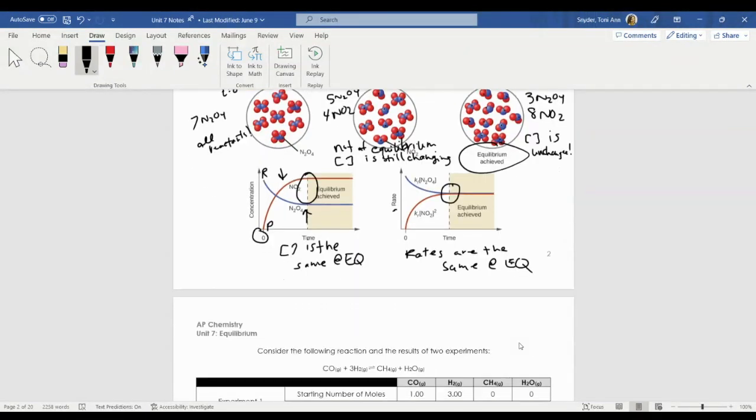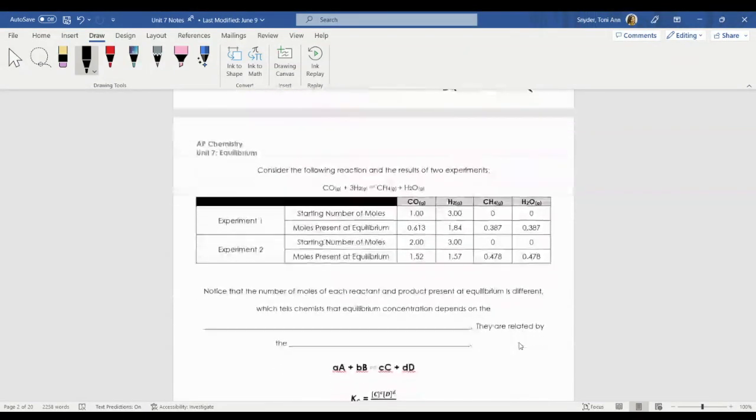established. So let's take a look at some results from an experiment, right? So consider the following reaction and the results of two experiments. So I have carbon monoxide that's reacting with hydrogen gas, and I'm producing methane and some water vapor. Two experiments. So here's experiment 1 and here's experiment 2. If I'm starting off with 1 mole of carbon monoxide, and if I'm starting off with 3 moles of hydrogen, right? So it's starting number of moles, and I have no products, right? So this reaction has to start off going in the forward direction because I have to produce some amount of products.